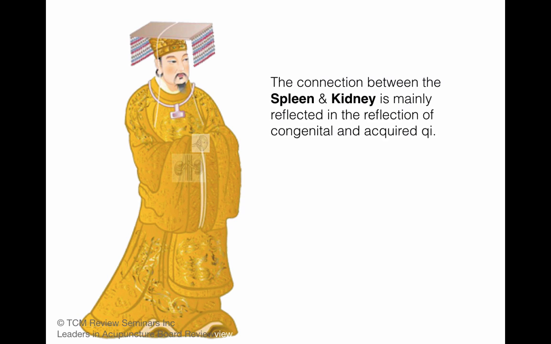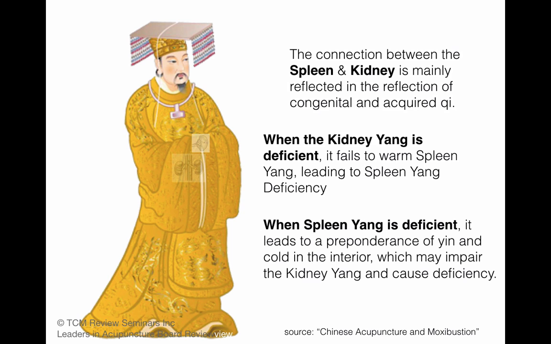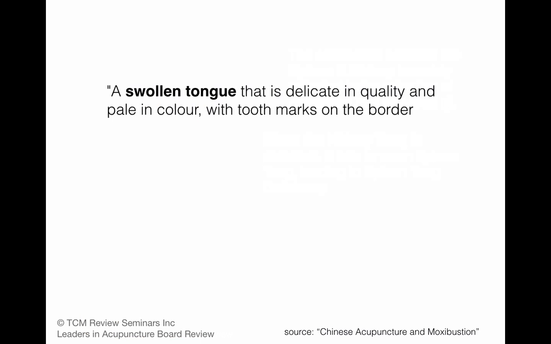The spleen and kidneys also have a strong influence on water metabolism, and that's specifically in relation to their yang aspect. So when the kidney yang is deficient, it fails to warm the spleen yang, leading to spleen yang deficiency. And similarly, when spleen yang is deficient, it leads to a preponderance of yin and cold in the interior, which may impair the kidney yang and cause deficiency.